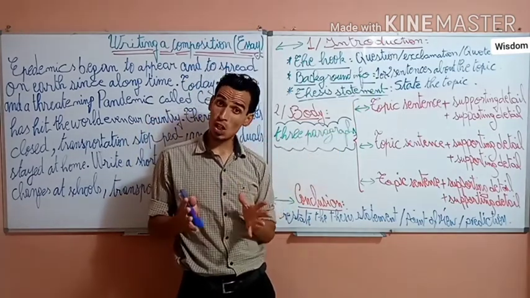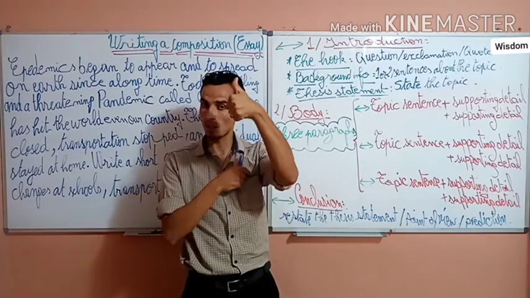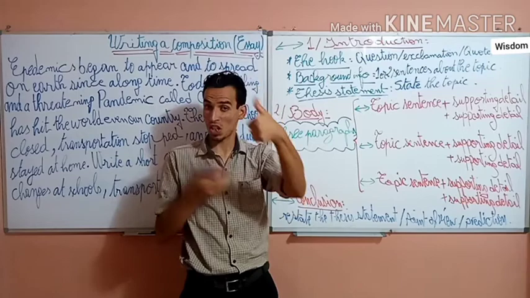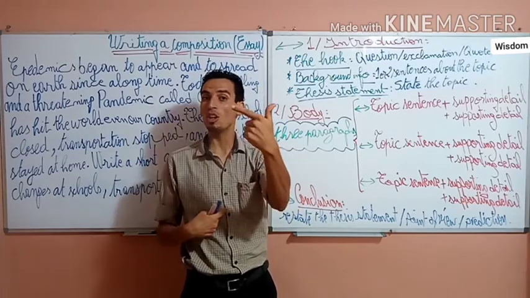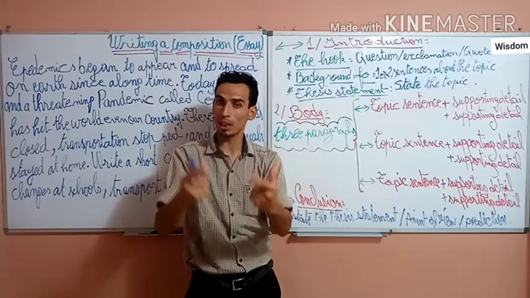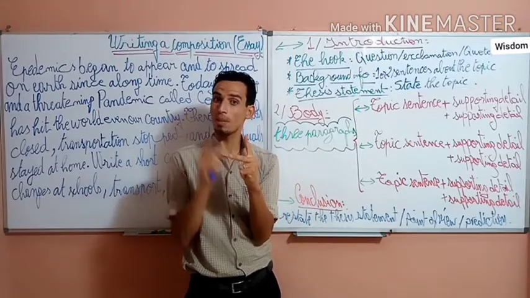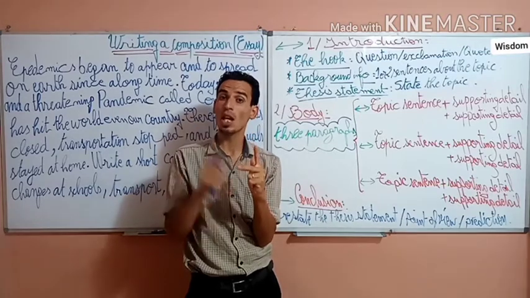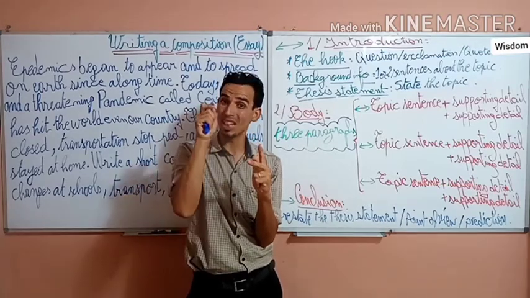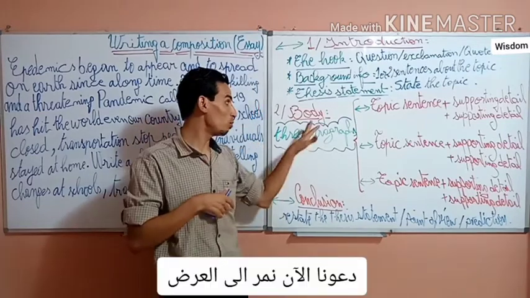The introduction consists of 3 main parts. The sentence, which is the hook we start with. Background information, general ideas related to the topic I want to discuss. And third, the thesis statement, and it is the sentence that is about the exact topic I want to analyze. So let's now move to the body.